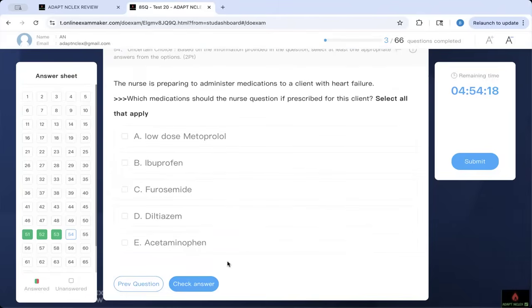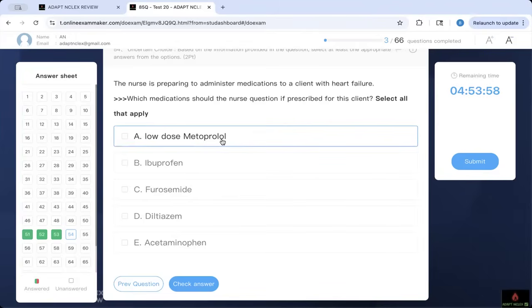And this is preparing to administer medication to a client with heart failure. Which medication should the nurse question if prescribed for this client? That means which medication a heart failure patient should not take. That's all. Bring your content. Low dose metoprolol, ibuprofen, furosemide, digoxin, acetaminophen.